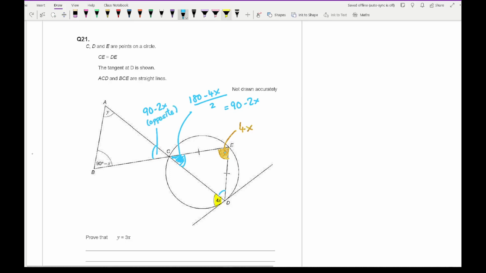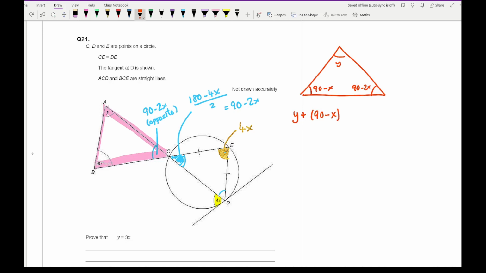So what we've then got is if we take this triangle of ABC, and if I just quickly do a little sketch. So this is y, this is 90 minus x, and this angle here is 90 minus 2x. Then all of these three angles need to add up to 180. So I've got y plus 90 minus x plus 90 minus 2x equals 180.